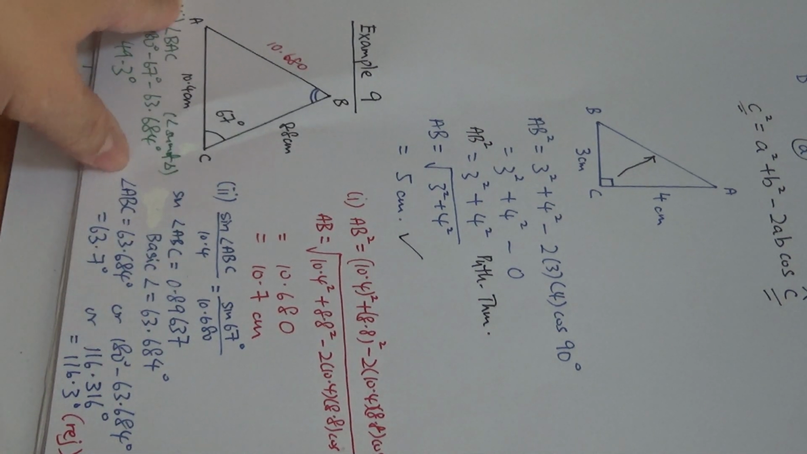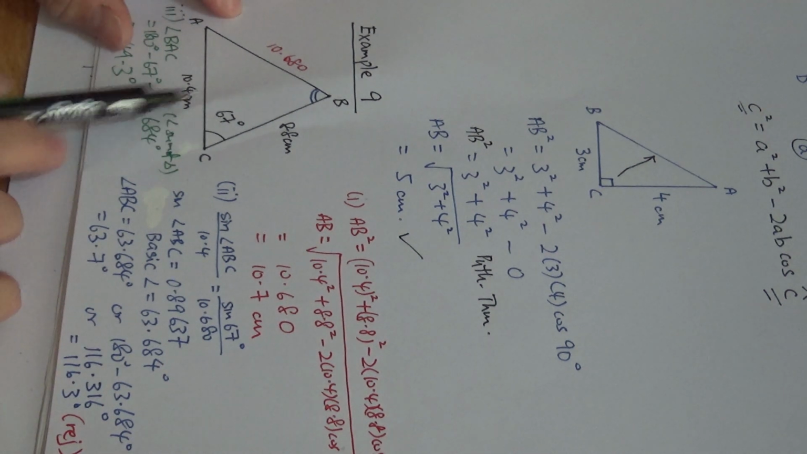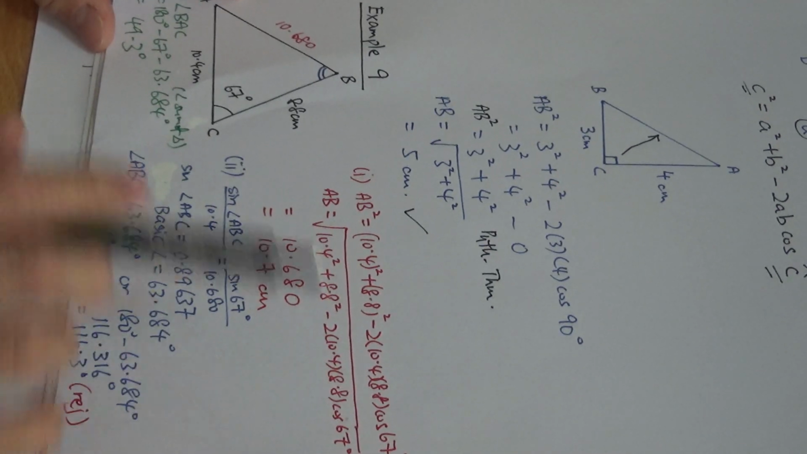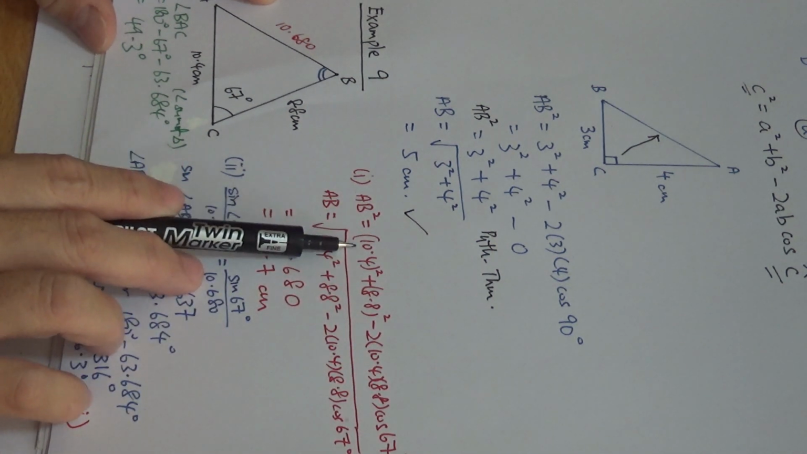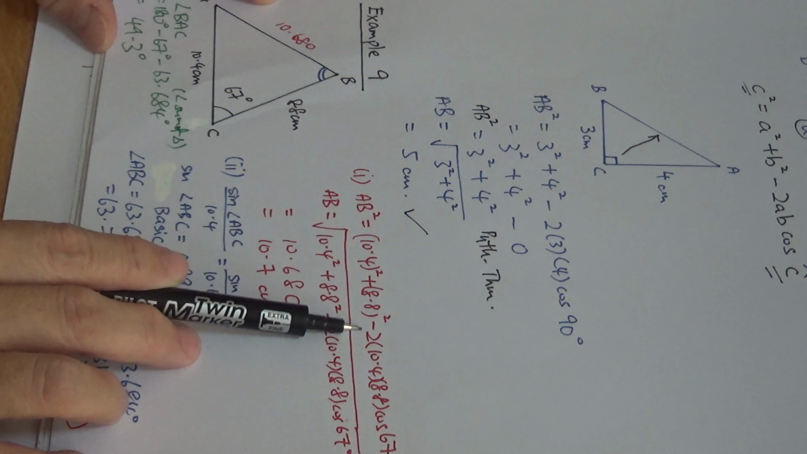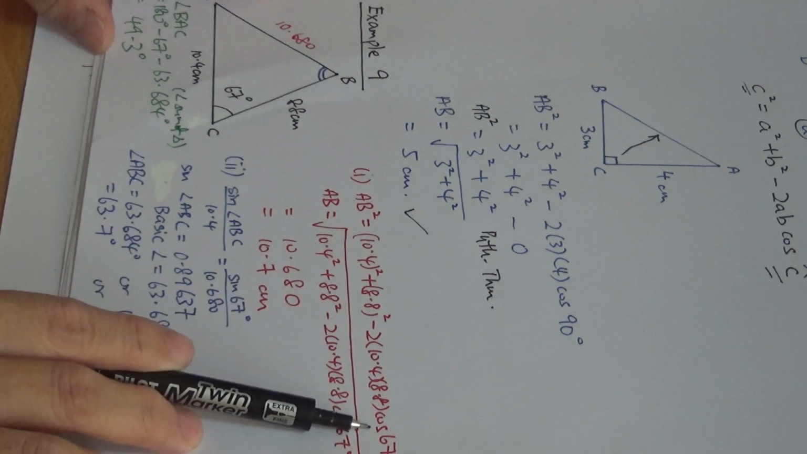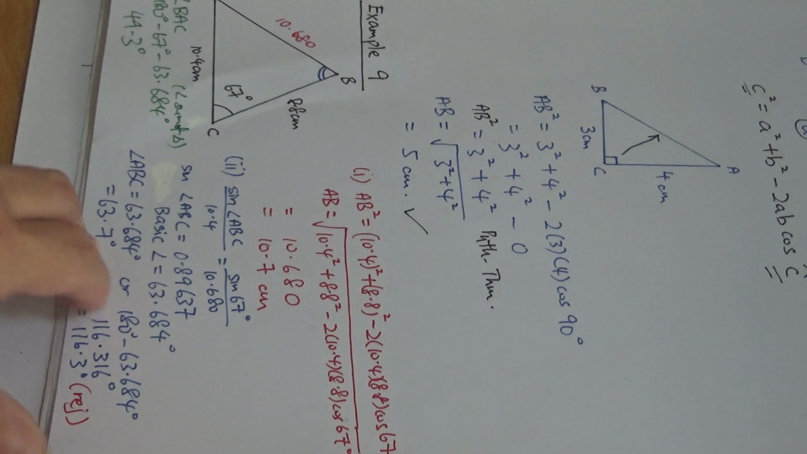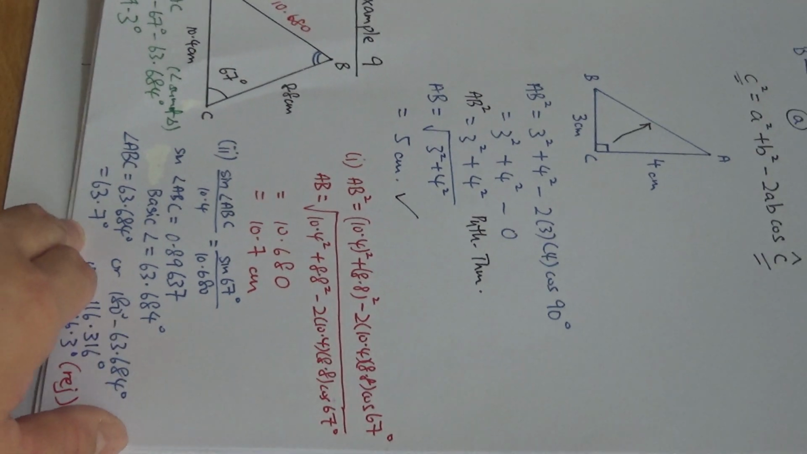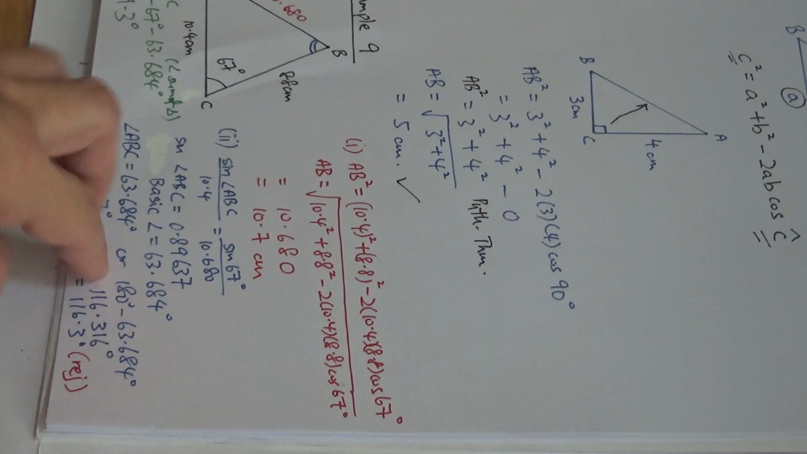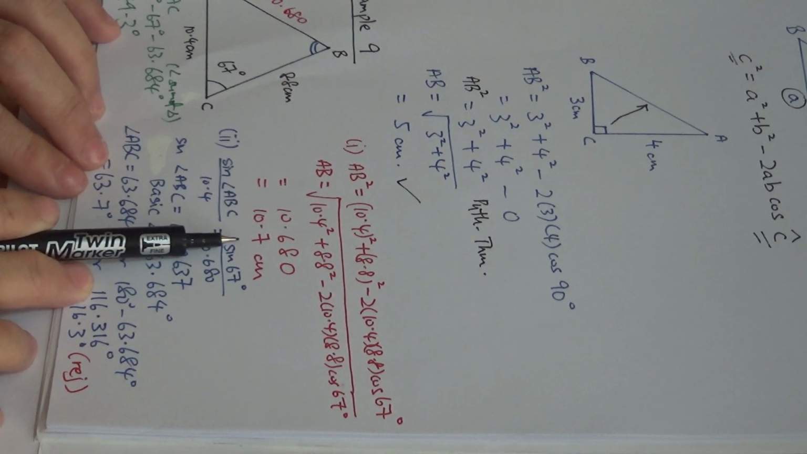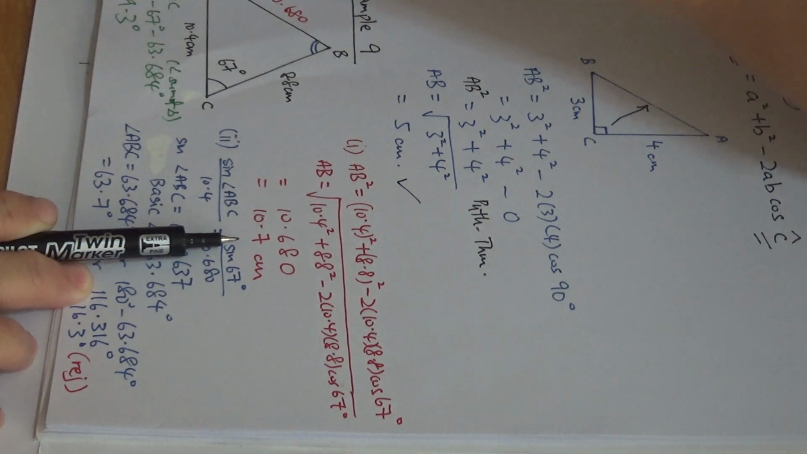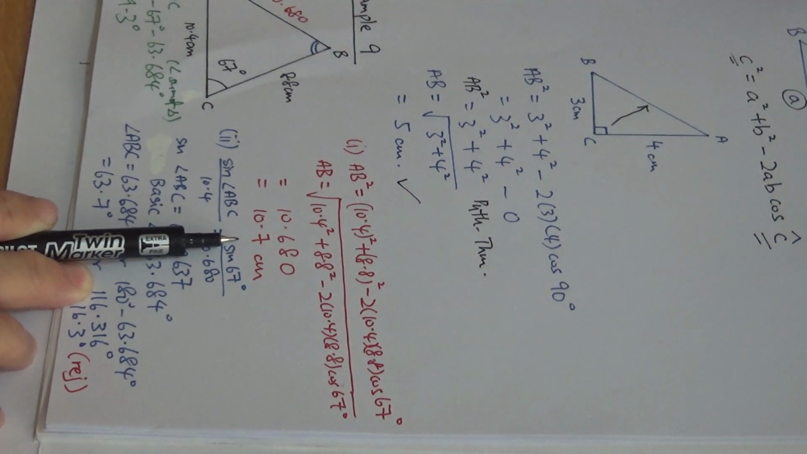Now, realize that AB is opposite 67 degrees, and these two sides are known. So, we apply the cosine rule here. AB squared is 10.4 squared plus 8.8 squared minus 2 times 10.4 times 8.8 times cosine 67 degrees. Then after that, you just need to take the square root and give the answer to 10.7 cm. Next, we are going on to part 2.